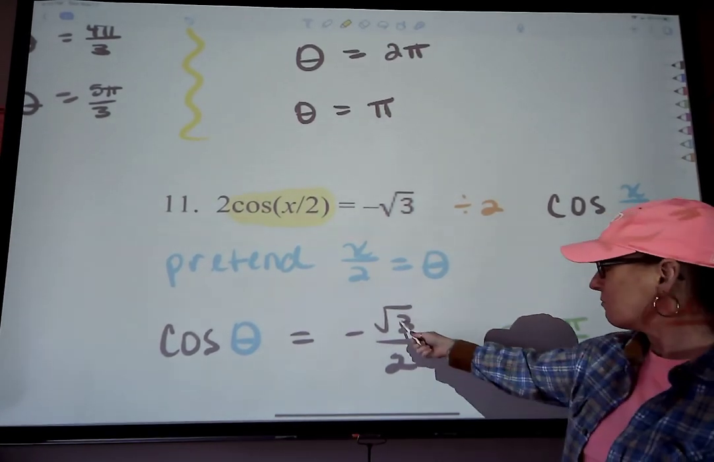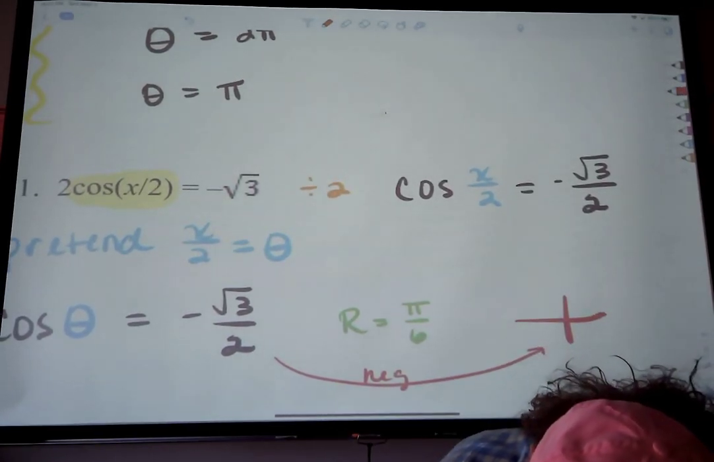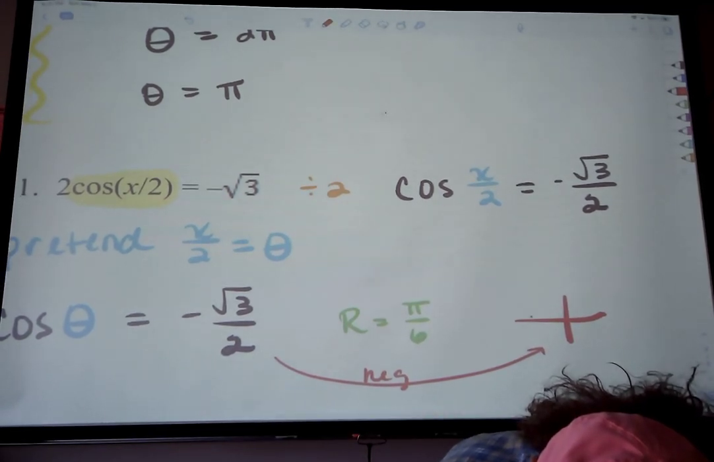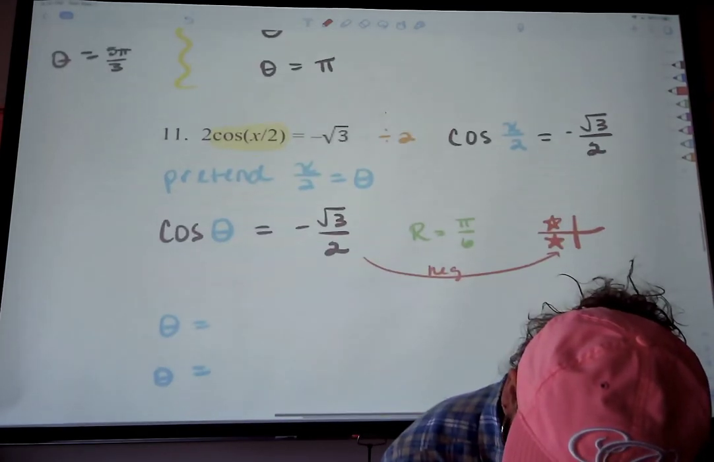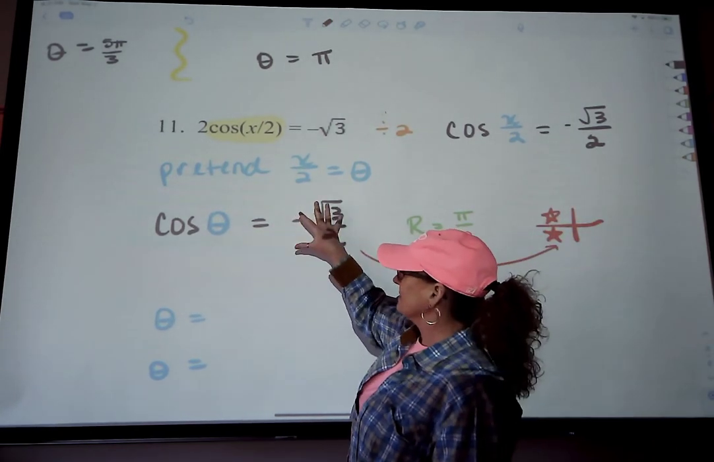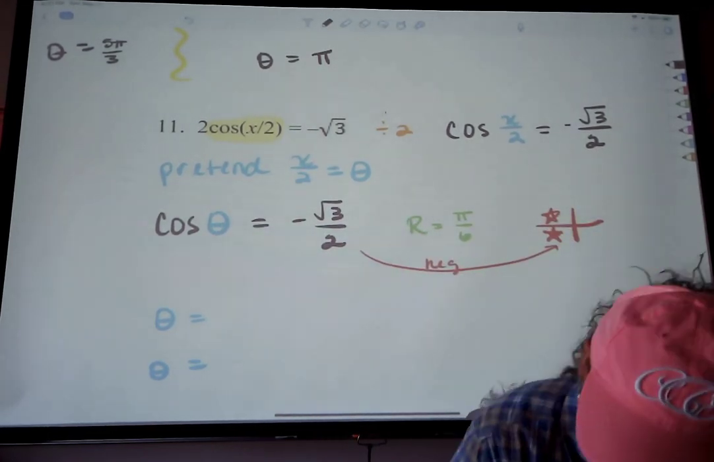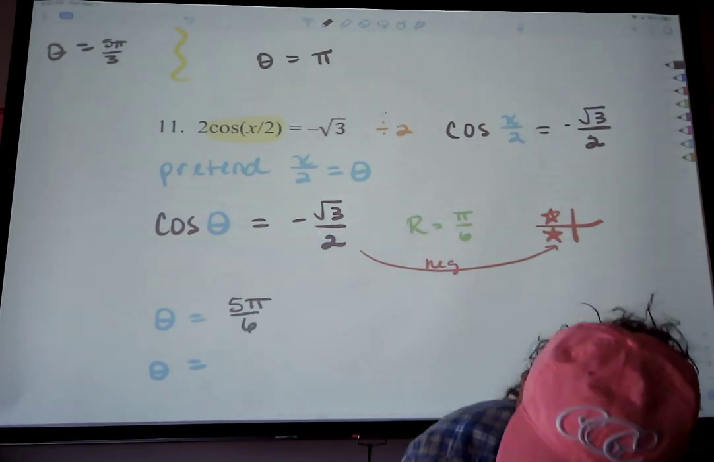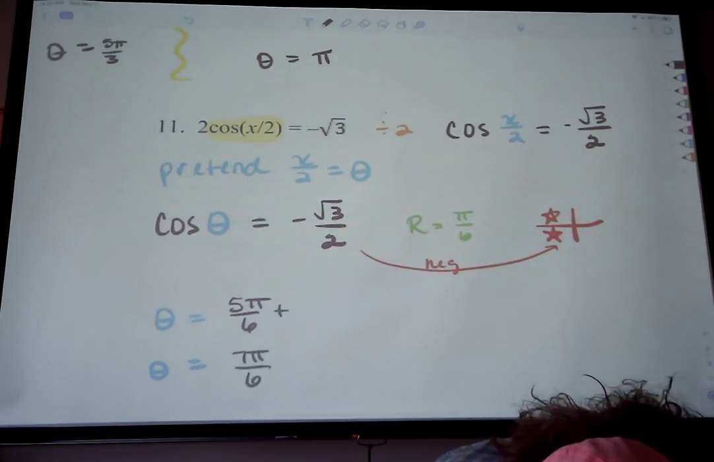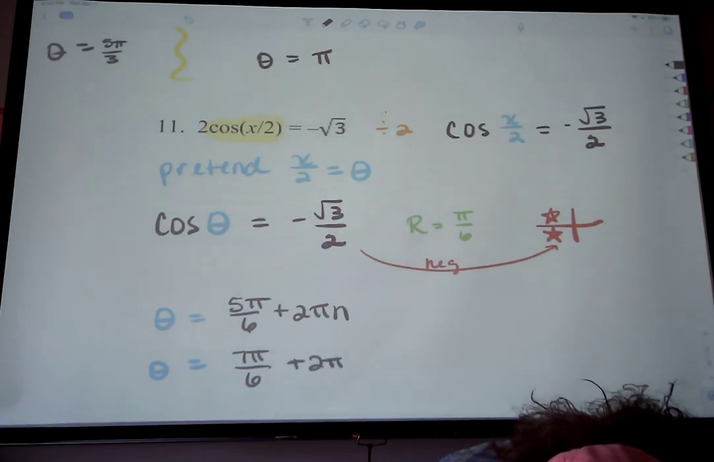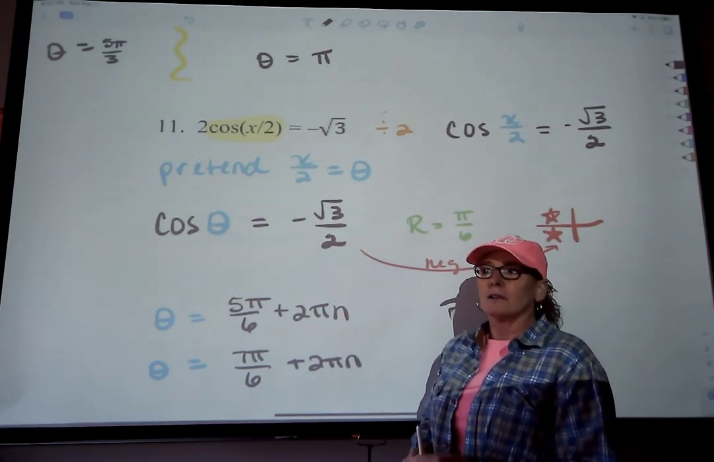Okay? So radical 3 over 2, my reference angle is pi over 6. Cosine is negative, therefore cosine is negative here and here. That's where cosine's negative. All right? Write down your answers. So, since this is my cosine fraction for theta, theta could be 5 pi over 6, or quadrant 3, 7 pi over 6. Okay, and again, it said all values, so I plus my revolutions. That looks like it would be our answer.